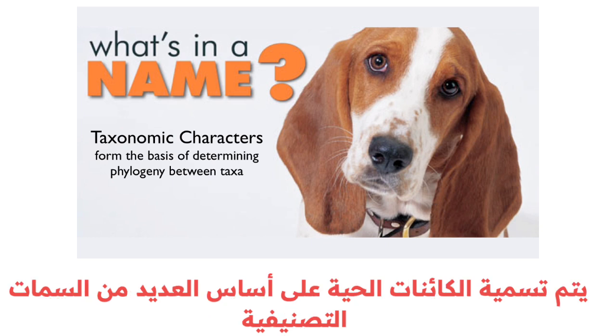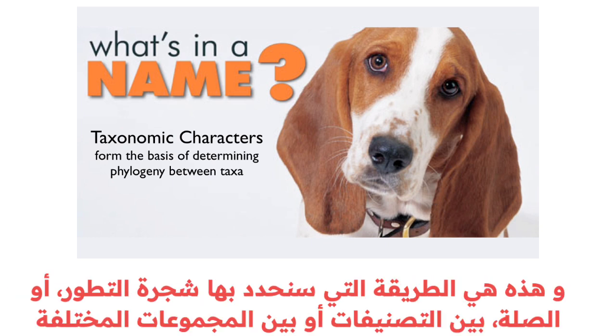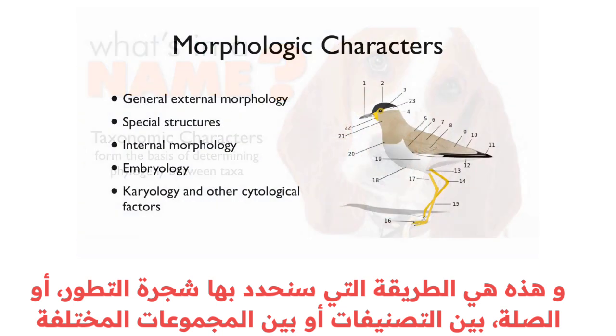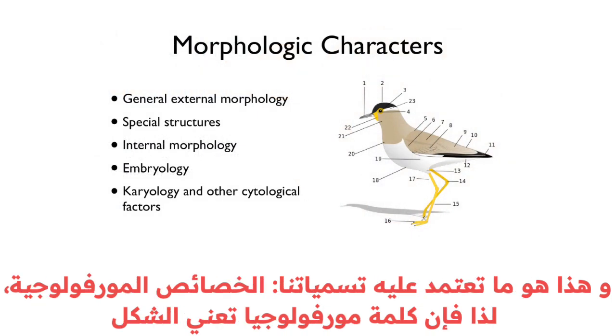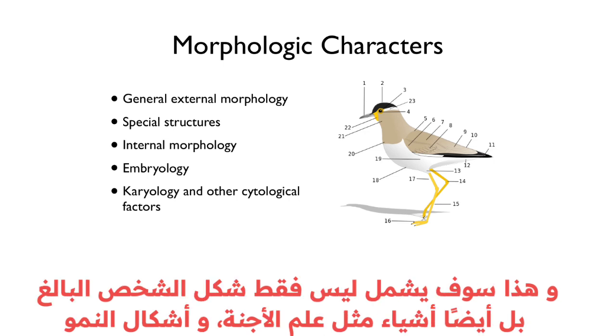Biological creatures are named based on many, many taxonomic characters, and this is how we're going to determine phylogeny or relatedness between taxa or between different groups. So this is what our names are based on. Morphologic characters, so morphology means shape, right? And that's going to include not only the shape of the adult, but also things like embryology, the developmental forms.